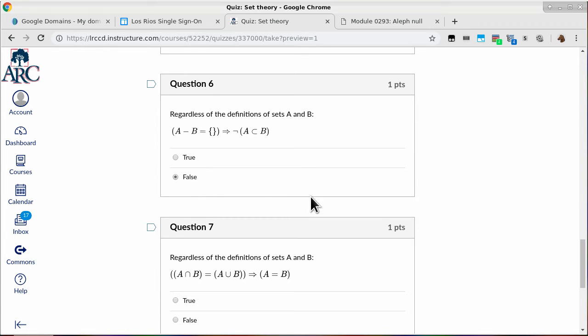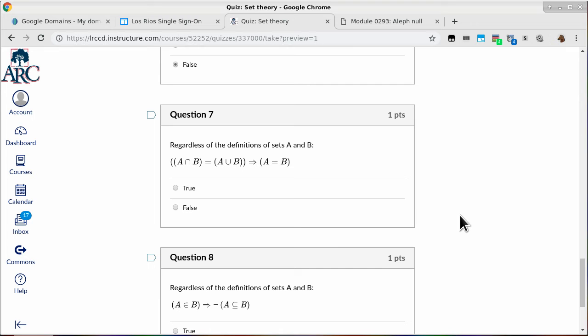All right. How about the next one? It doesn't matter how I define A or B. If I say the intersection between A and B is the same as the union between A and B, does that imply A and B are the same? Yes. The answer is yes.